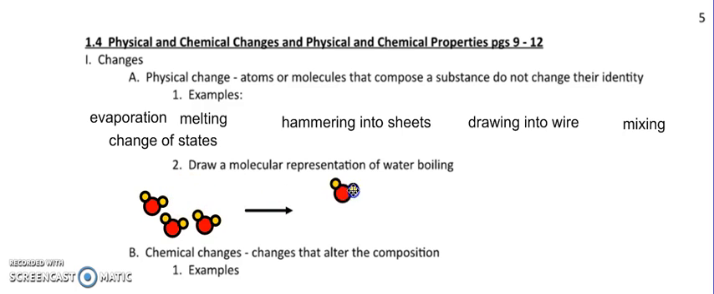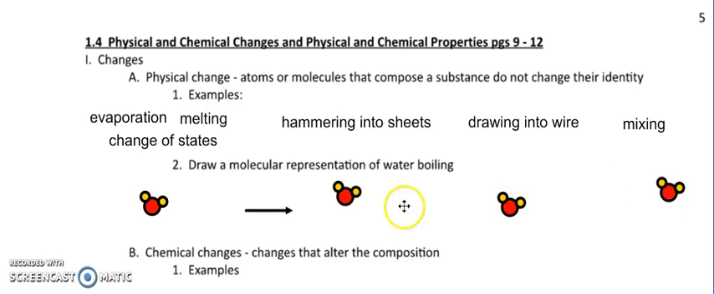Well, I'm just going to put this guy over here and this guy over here and this one way over here. And maybe this one is so far off the sheet. Okay, so that would be my example of water boiling. Have I changed the identity of the H2O? No, each one of those 4 are still H2Os.